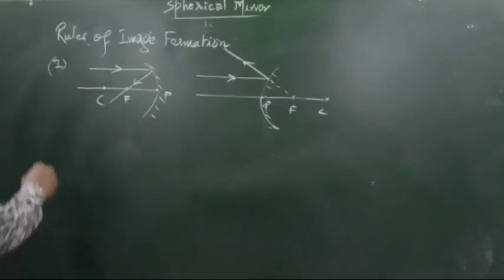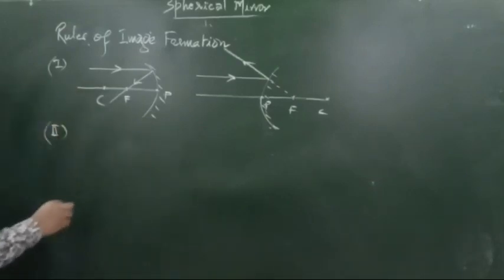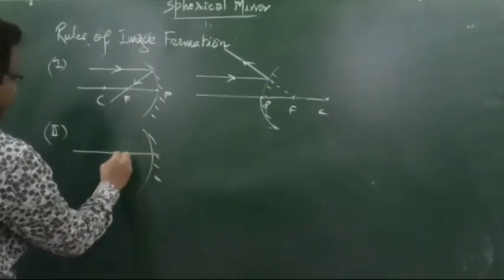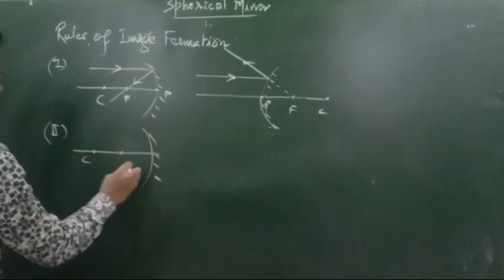The first rule. Now after this, the second rule. Suppose a ray is incident; focus, center of curvature, pole.